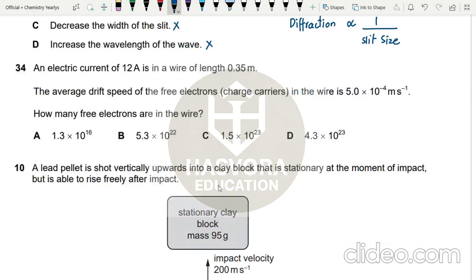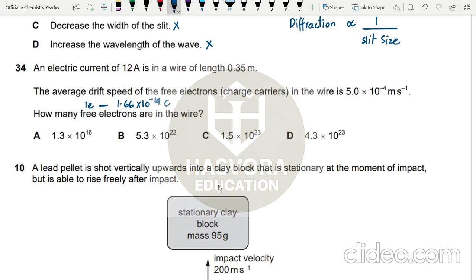They're telling us an electric current of 12 amps is in a wire of length 0.35 meter. The average drift speed of the free electron charge carriers in the wire is 5 × 10^-4 meter per second. How many free electrons? They are not asking you about the charges, they are asking you about the electrons. And we know that one electron is equal to 1.66 × 10^-19 coulombs. So now let's solve this question.